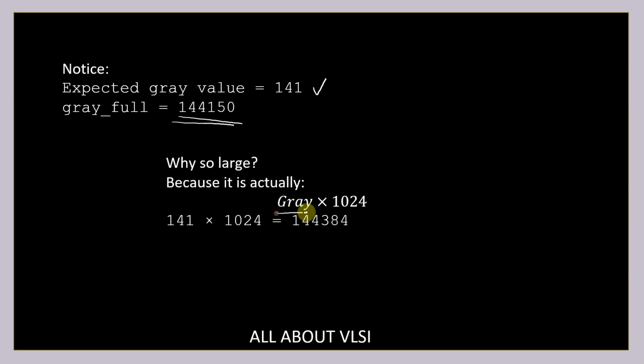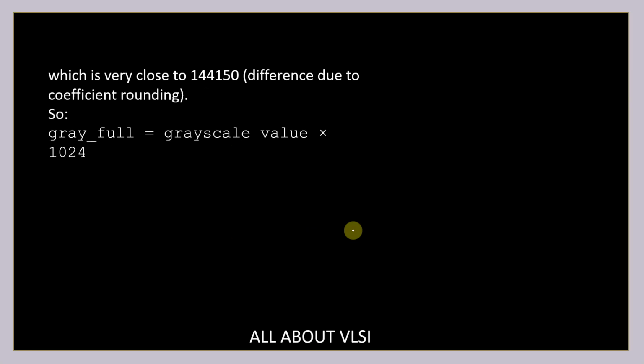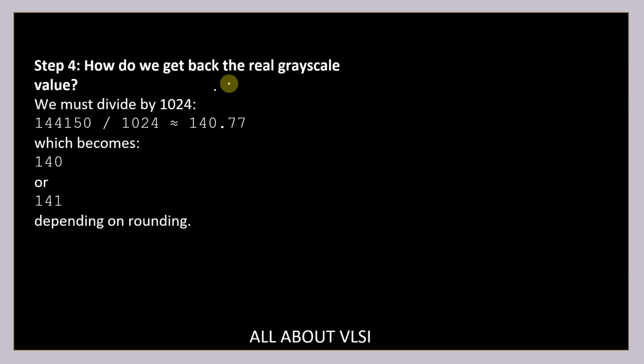Because we are basically multiplying gray by 1024. Okay, so 141 into 1024 is nothing but 144,384, which is very close to 144,150. The difference is due to the coefficient rounding. So gray full is nothing but the grayscale value into 1024. Now, how are we going to get back our real grayscale value? We can divide 144,150 by 1024, which is approximately 140.77, which is nothing but my 141 or 140 depending upon my rounding, right?